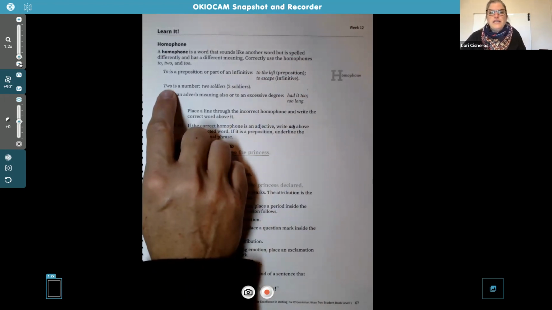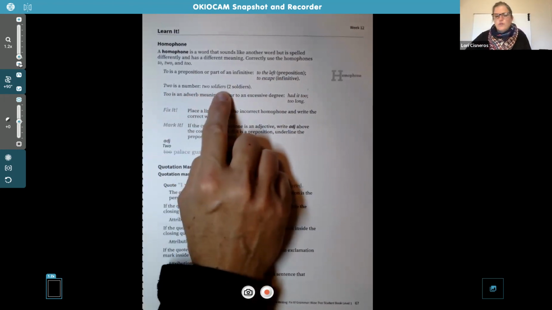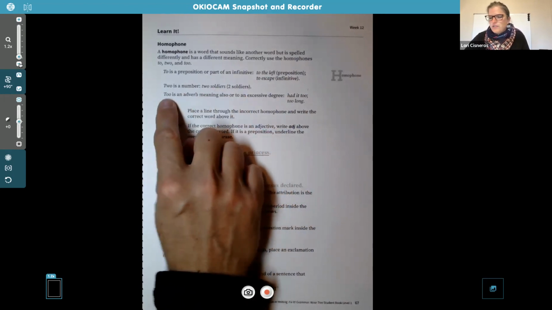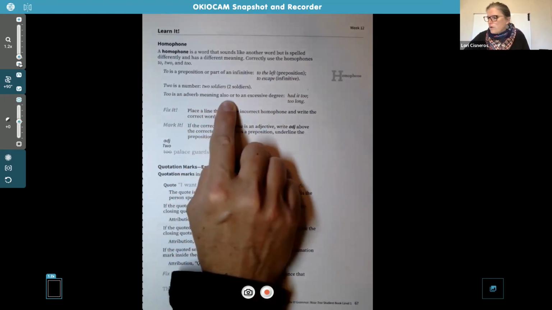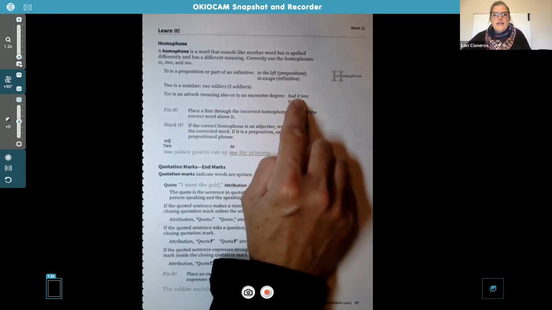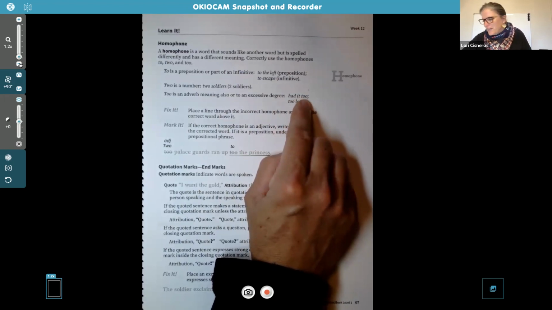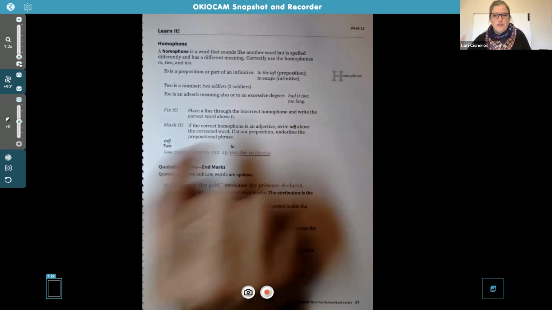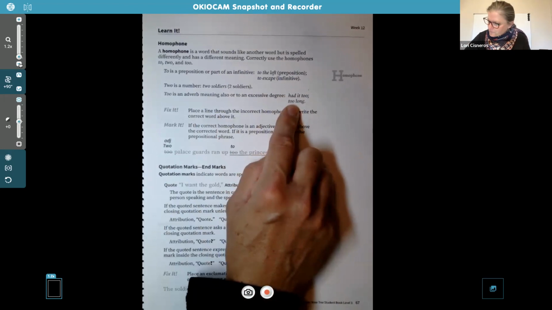And then we know the word T-W-O means the number two. So two soldiers is the number two and soldiers. And then T-O-O is an adverb meaning also or to excessive degree. So had it too, like he had the cold too, right? Or too long. That's how I feel. I've been sick too long. I'm ready to be healthy again. So those are two different ways to use T-O-O.